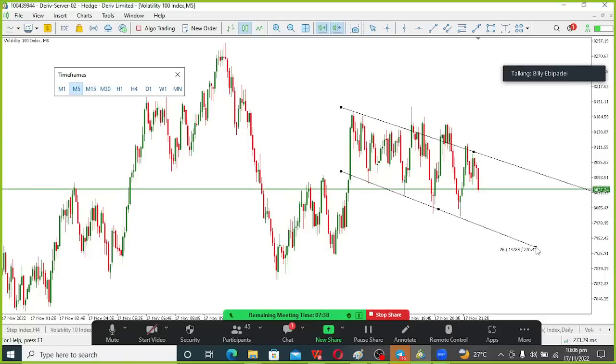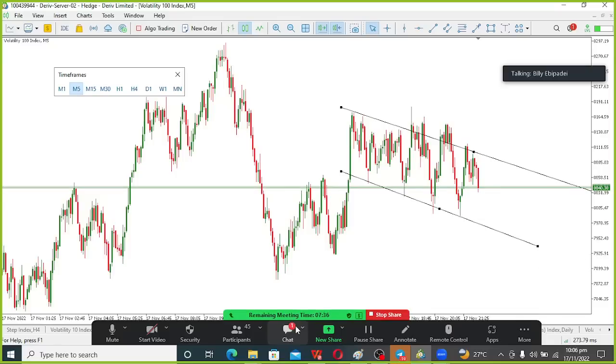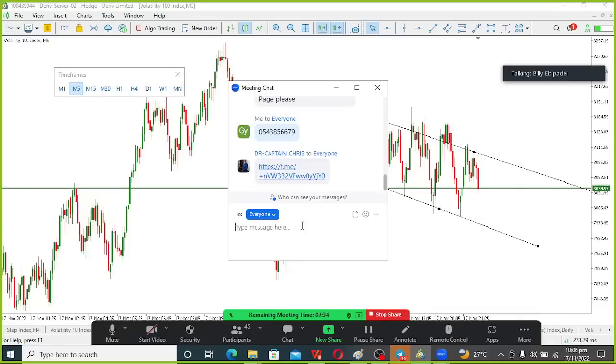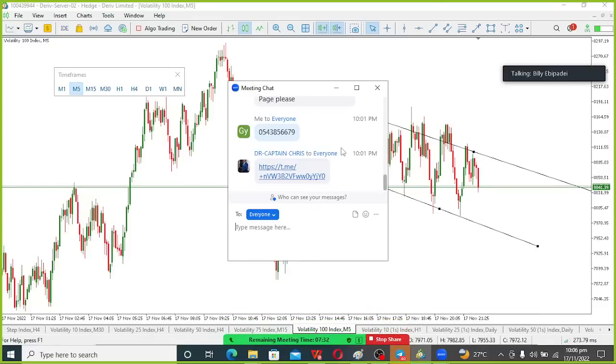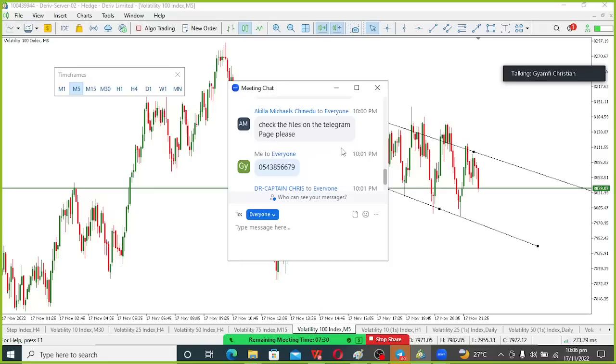I feel that we should cater for the open and the close of the candle. Are we going to cater for the wicks too? Hello. You were saying that, sir, I'm hearing you. You were saying that we should cater for the open and the close of the candlestick, not the wick. Or are we going to cater for the wick too?